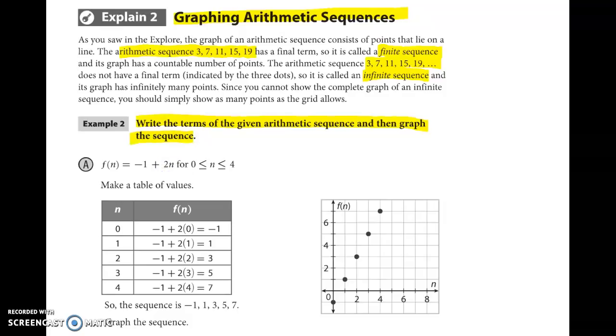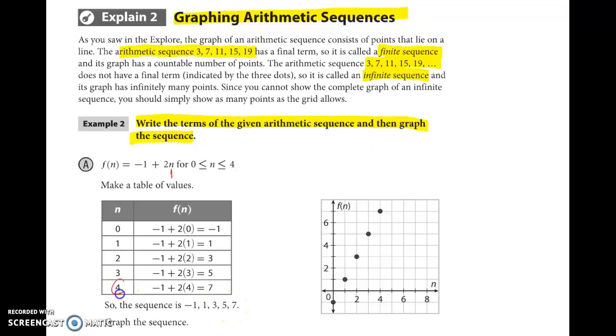Then we have 1, we plug 1 in. 2 plus negative 1 is 1, and that's how they get that one, and so forth. So they're taking n and plugging it in right here. We have 2 times 2, 4 minus 1 is 3. 2 times 3 is 6, minus 1 is 5. 2 times 4, 8, minus 1 is 7. And so we get the sequence negative 1, 1, 3, 5, and 7.